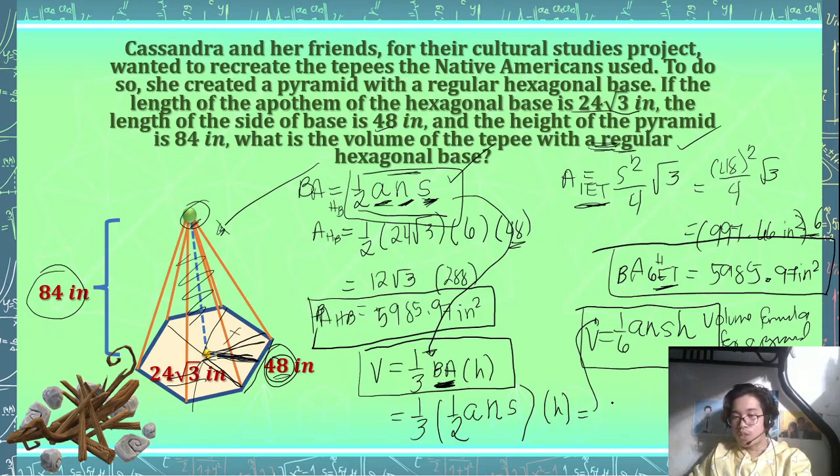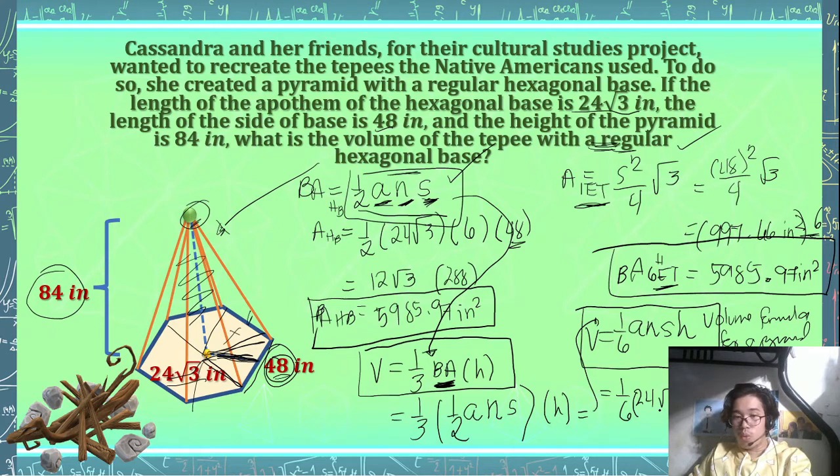So for this one, this is going to give us 1/6 multiplied by the apothem. What's the apothem for this one? That's still 24 square root of 3, times the number of sides, which is 6, and then times the side measurement, which is 48, multiplied by the height, which is 84.